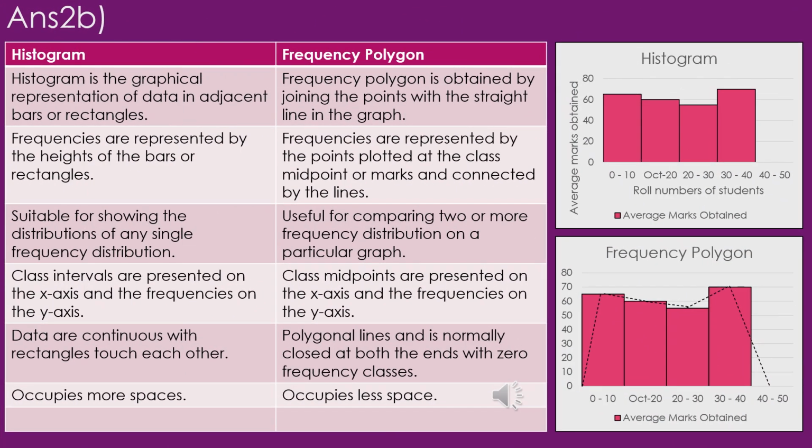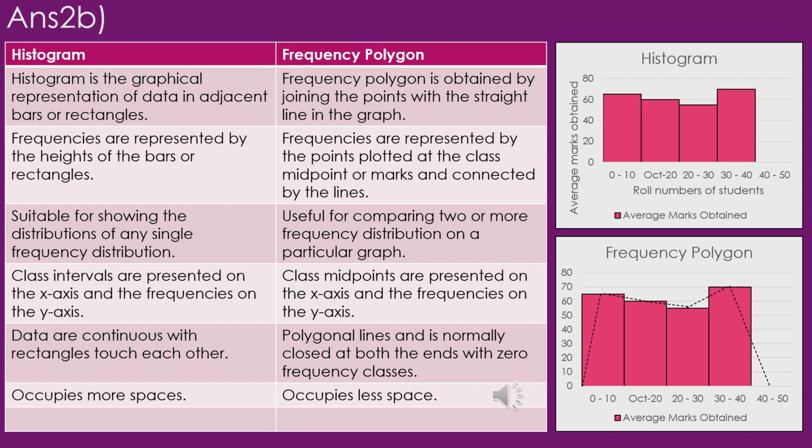Now answer 2B is for the question distinguish between histogram and frequency polygon. So the first point is that a histogram is a graphical representation of data in adjacent bars or rectangles, while a frequency polygon is obtained by joining the points with straight lines in the graph.